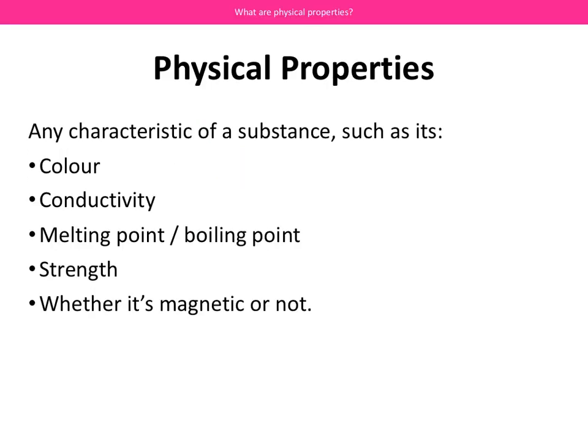So metals and non-metals have quite different physical properties, and what we mean by a physical property is any characteristic of a substance. So that could be if it's coloured, if a characteristic could be conductivity, whether it can conduct heat or electricity. It could be its melting point and boiling point, i.e. they could be high or they could be low. It could be its strength, i.e. it's a strong material or it's not a strong material, and then finally whether it's magnetic or not. So these are all examples of physical properties.